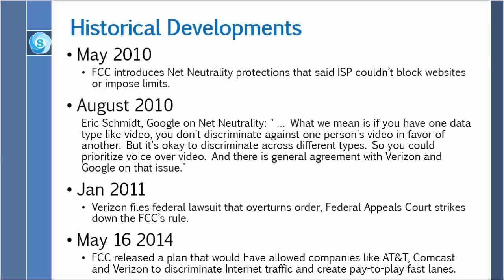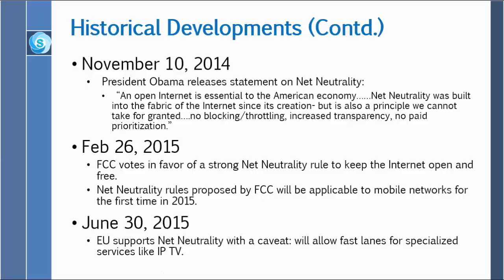In January 2011, Verizon files a federal lawsuit that overturns the order. A federal appeals court strikes down the FCC's rule. In May 2014, the FCC released a plan that would have allowed companies like AT&T, Comcast, and Verizon to discriminate internet traffic and create pay-to-play fast lanes.